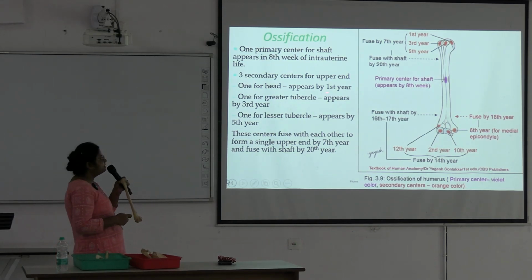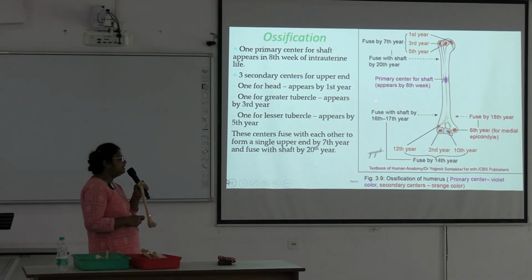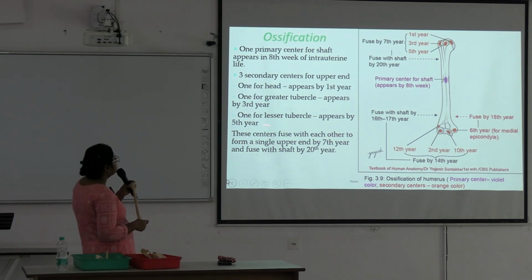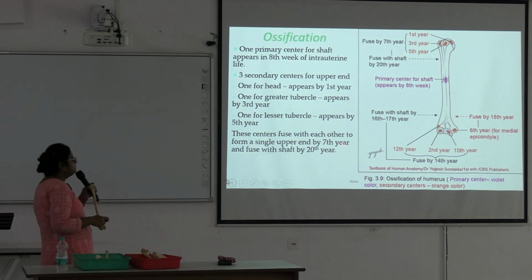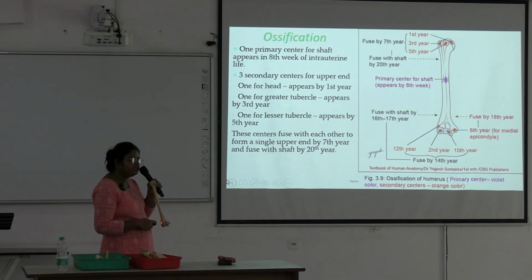3 secondary centers for the upper end. One for the head appears at 1 year. One for the greater tubercle appears at 3rd year. One for the lesser tubercle appears by the 5th year. Okay, and these centers fuse with each other to form a single upper end by the 7th year and fuse with the shaft by 20th year.